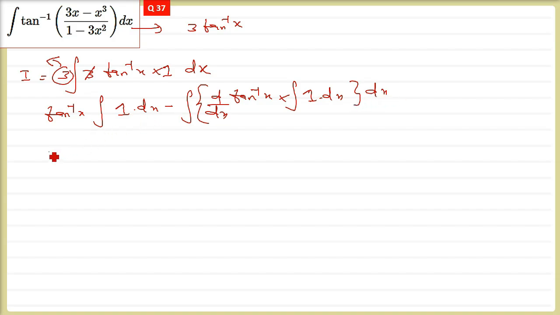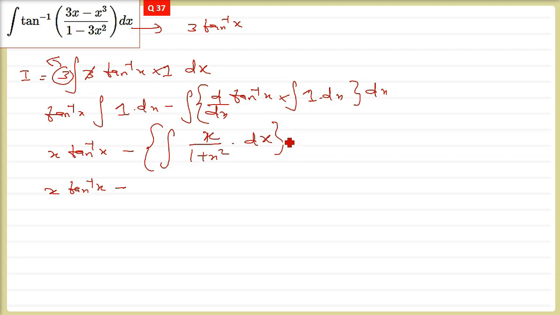Integration of 1 dx is simply x. So x tan inverse x, this is done. First term we have already got. For the second term, d by dx of tan inverse x is 1 by 1 plus x square. Integration of 1 dx will be x only, and then we have a dx here. So x tan inverse x, let's write it here, minus the integral of x by 1 plus x square, which will be integrated separately. I'm integrating it separately in order to show you how it will be done. Then we'll write the answer here.